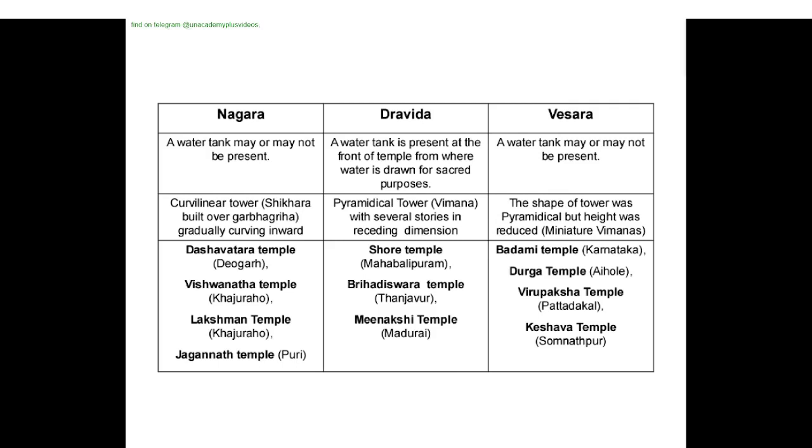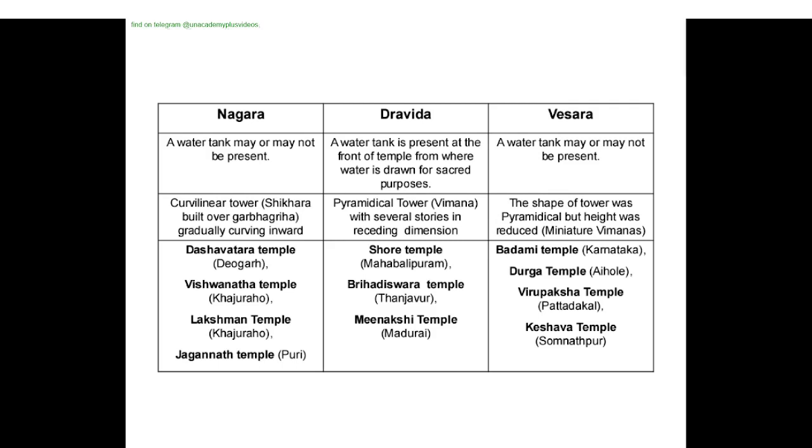In Nagara, the tower is the Shikhara, built over the Garbhagriha, gradually curving inward. In Dravida, the tower is a pyramidal Vimana with several stories in receding dimension. In Vesara, the shape of the tower was pyramidal but the height was reduced, with miniature Vimanas.